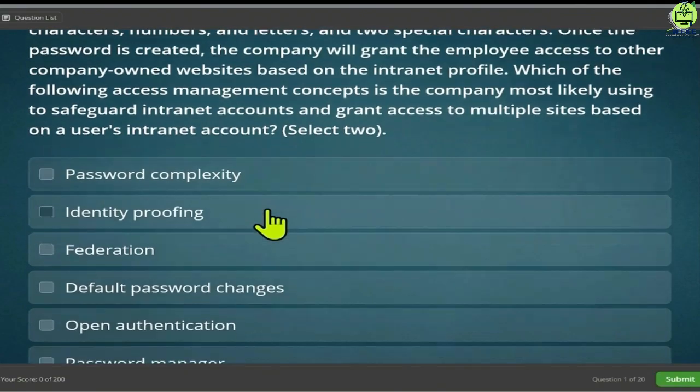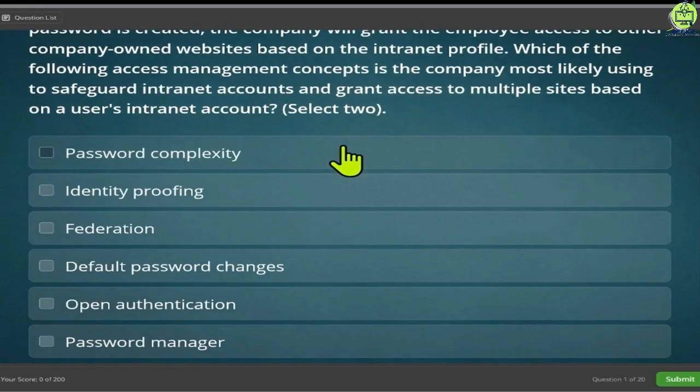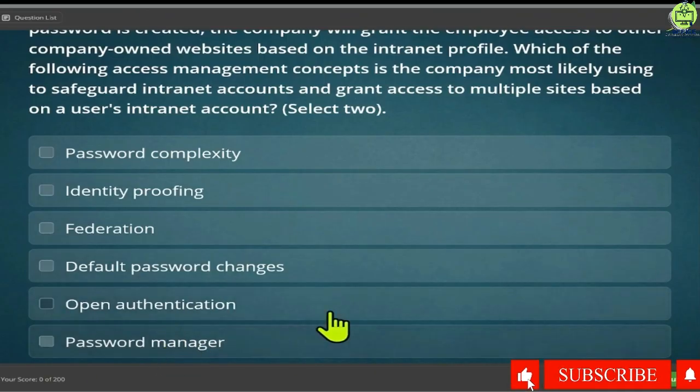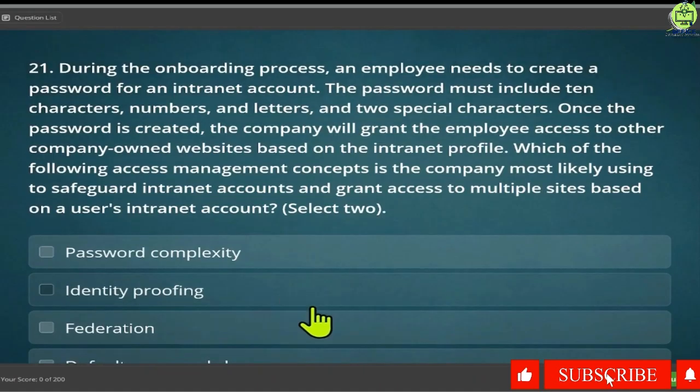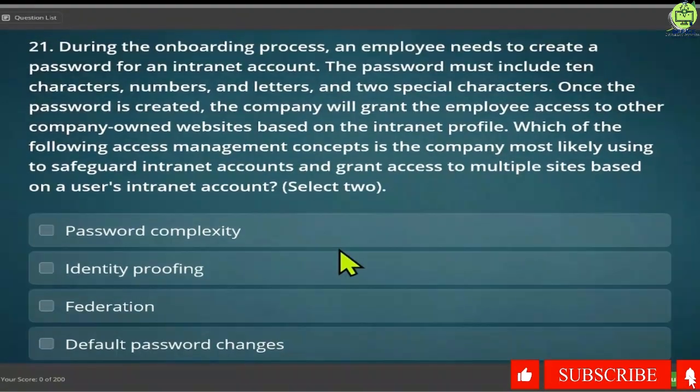Alright, so we're supposed to select 2 answers, so let's see the options. We have password complexity, identity proofing, federation, default password changes, open authentication, and password manager. So which of them do you think the answer is? Remember, if you don't understand, you can read it again the second time.